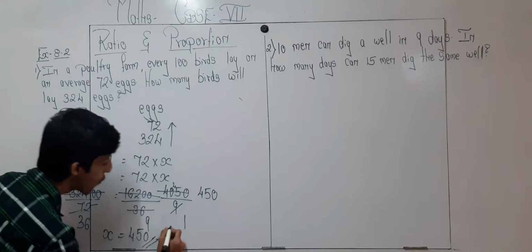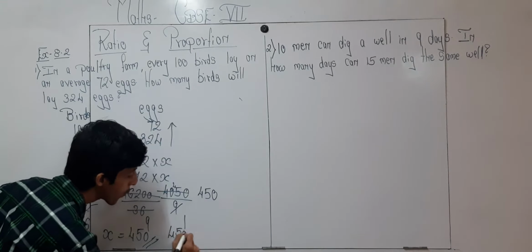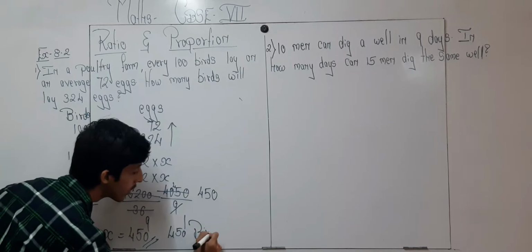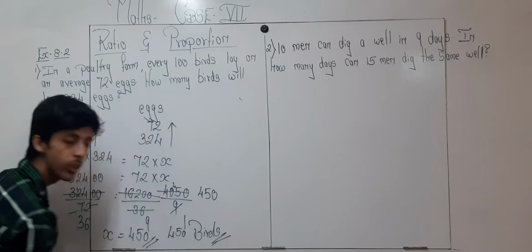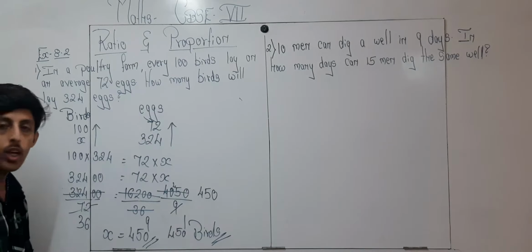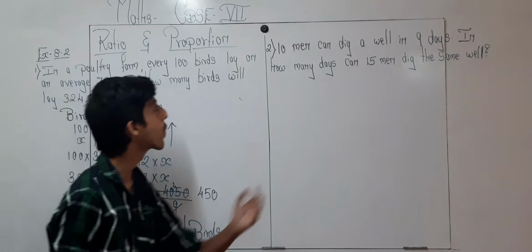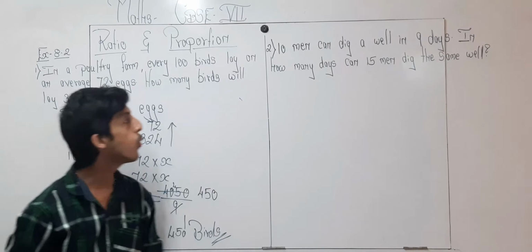Okay, so 450 birds were there. Okay, understood over here? Question number first. Now moving on to question number 2.